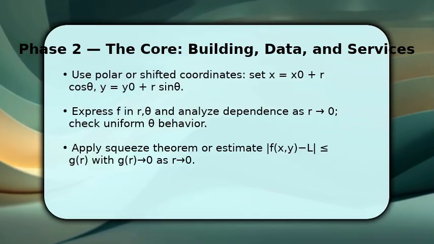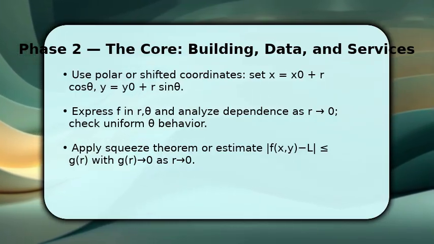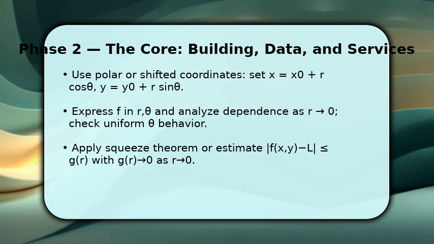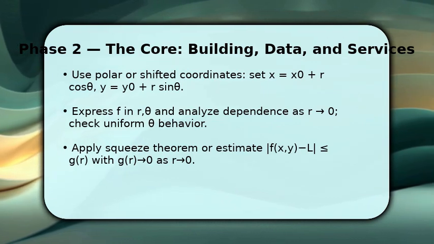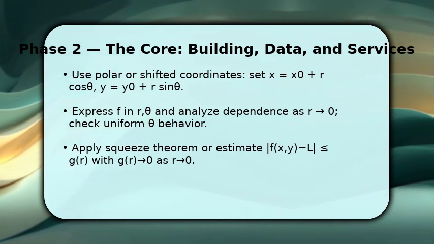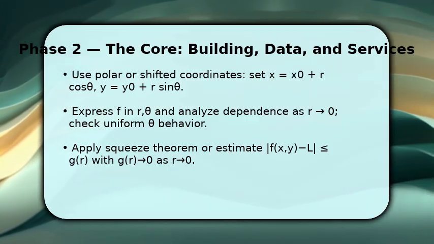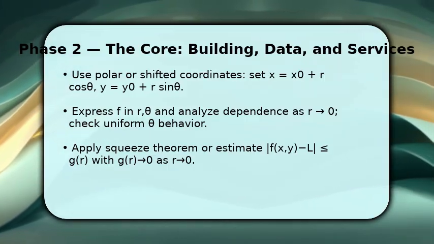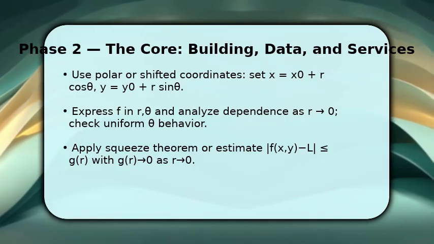If you can find |f − L| ≤ g(r), with g(r) → 0, you prove the limit equals L. Otherwise, refine estimates or search for θ. You finish by verifying that the limit equals f(x0, y0) for every approach.